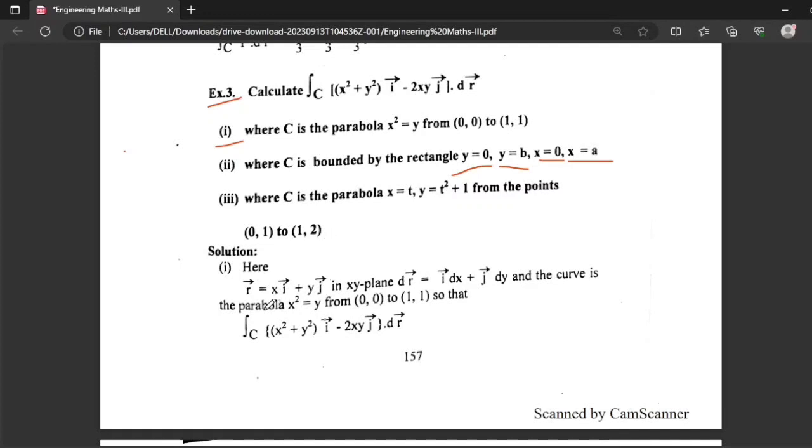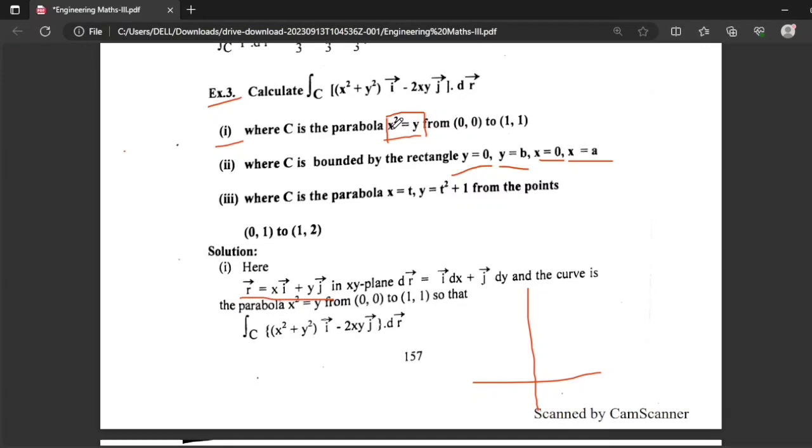So we know the position vector r vector is x i vector plus y j vector in the xy plane. Differentiating, we get dr vector is i dx plus j vector dy, and the curve is the parabola x square equals y. So first of all, we need to draw this.